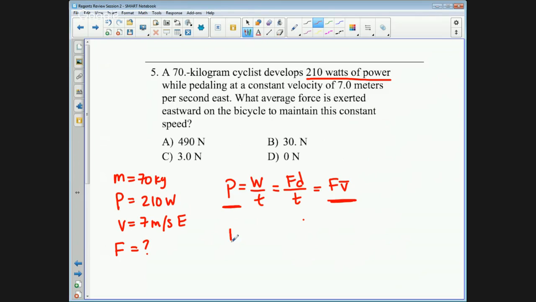So power equals force times speed. Power is 210. Force is what I'm solving for. Velocity is 7 meters per second east. 210 divided by 7. This is 21 divided by 7. So it's 30. F equals 30 newtons. So the answer is B.